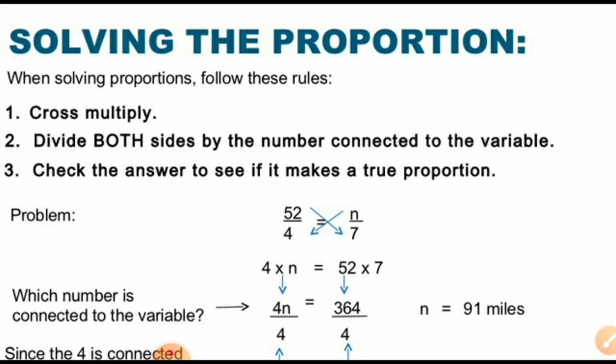Check the answers to see if it makes a true proportion. Problem: 52 upon 4 equals n upon 7. So now cross multiply. 4n is equal to 52 multiplied by 7. Which number is connected to the variable 4n? Okay, divide by 4 on both sides. So n is equal to 91 miles.